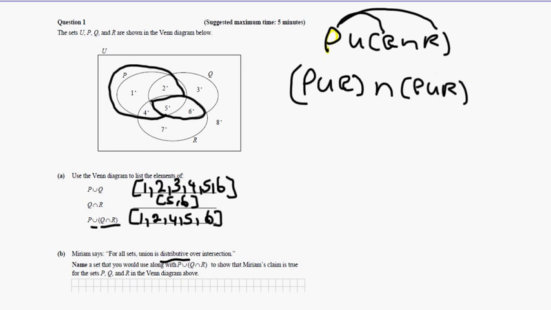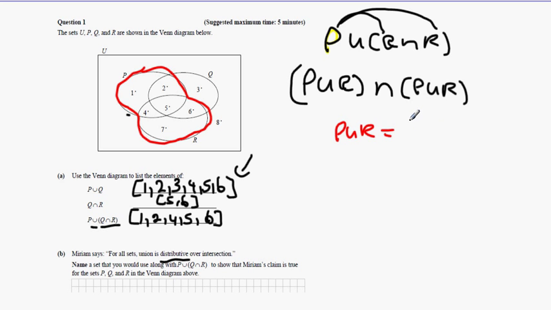So here's what we're going to do this time. We're going to get P union Q, which we already have the answer for down here. The answer for P union Q is already here. I'm now going to get P union R. P union R is this answer here. And what we have for P union R is going to be 1, 2, 4, 5, 6, 7. Okay.